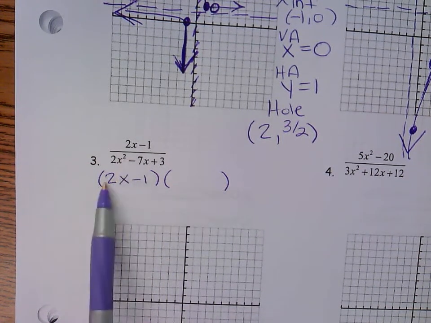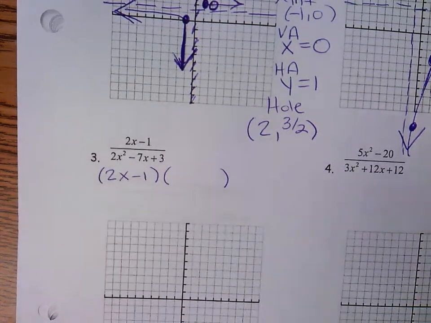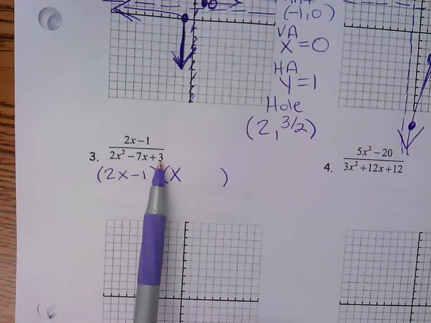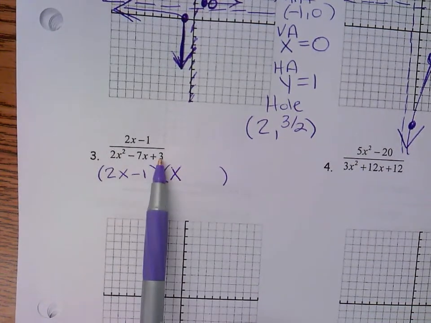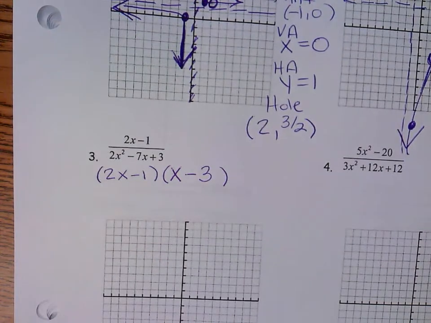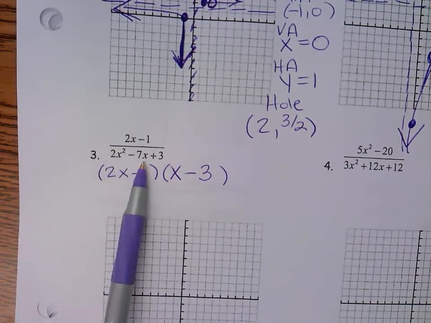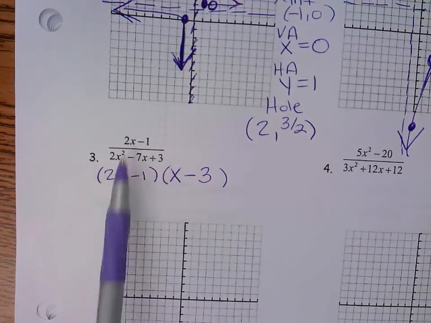So 2x times what will give you 2x squared? You know the first term needs to be x. And then for your last term, you've got a negative 1 times what will give you this positive 3. It would have to be negative 3 to make it true. Then you can just double check. Does your outer plus your inner add up to the negative 7x? It does. Negative 6x, negative 1x is negative 7x.